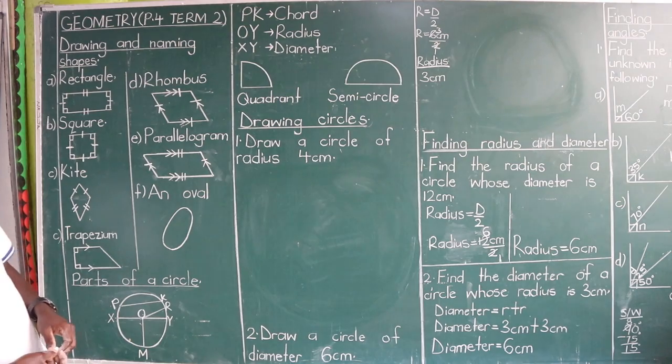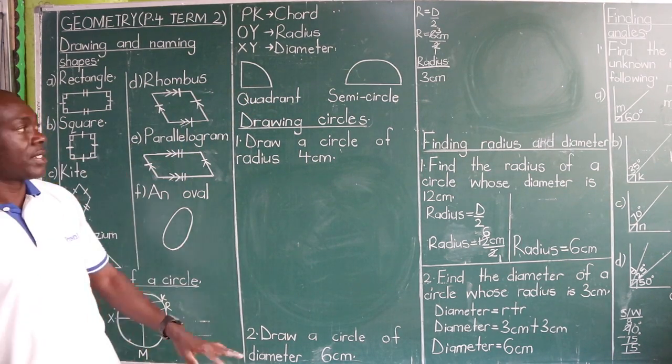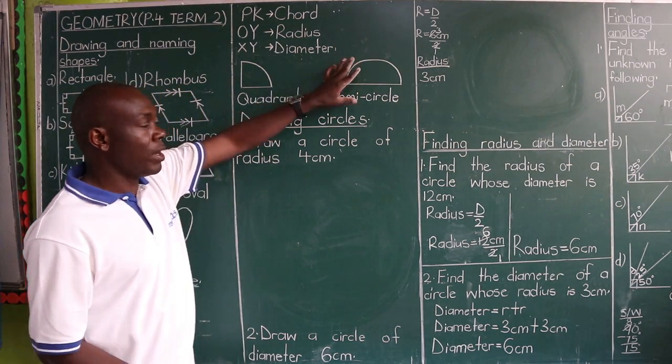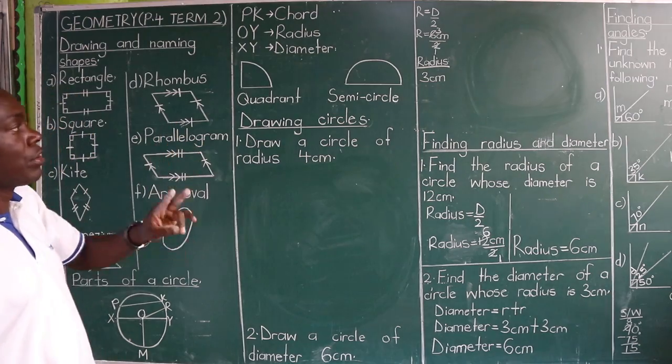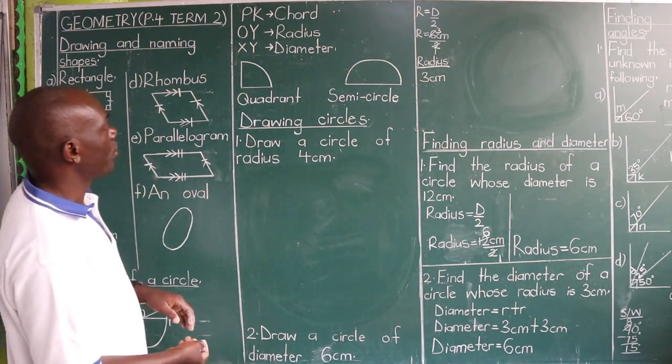How do we reach a quadrant? When we divide the circle into 4 equal parts. How does one reach a semicircle? When one cuts the circle into 2 equal parts. So each part is called a semicircle.